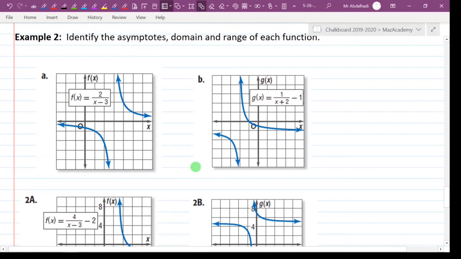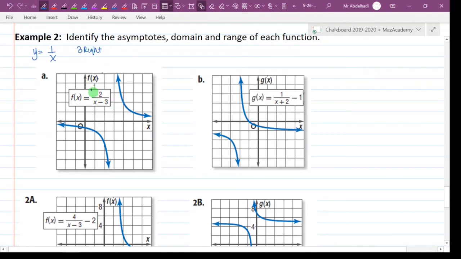Okay, so for these problems they give you the actual graph, and they ask you to identify the asymptotes, the domain, and the range of the function. So they even give you the equation of the function, so this is pretty easy. Here's your function, f of x equals 2 over x minus 3. Now remember, y equals 1 over x, or f of x equals 1 over x is your parent function. So what's different here? What's different is the -3 on the bottom here. So that means we're moving 3 to the what?